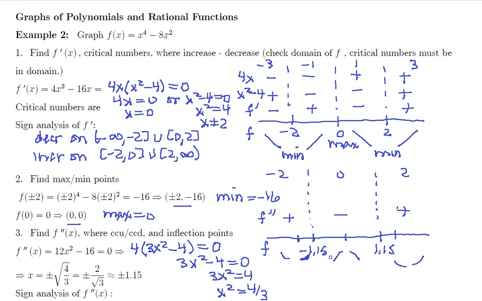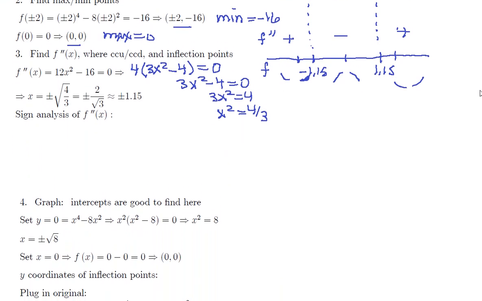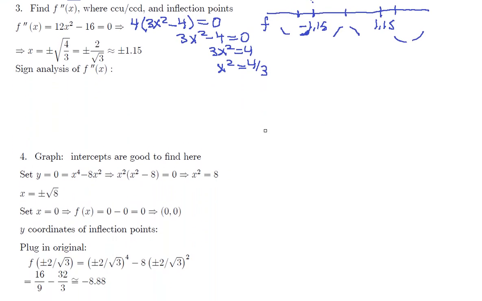We change from concave up here to concave down there. So it'll be an inflection point here, concave down to concave up. There'll be another inflection point at 1.15. So let's go ahead and scroll down a little bit. So now we want to go ahead and do our graph here.